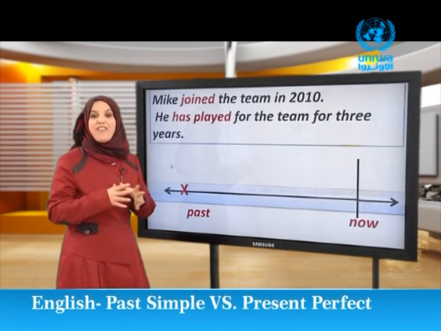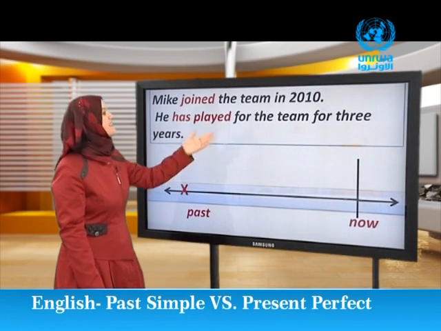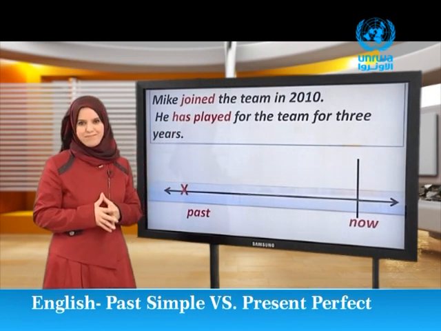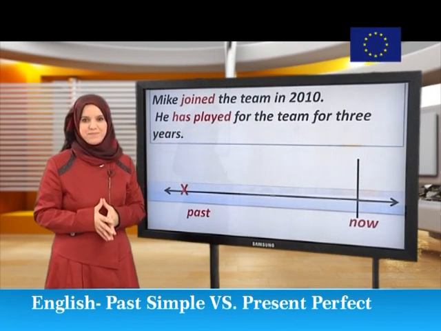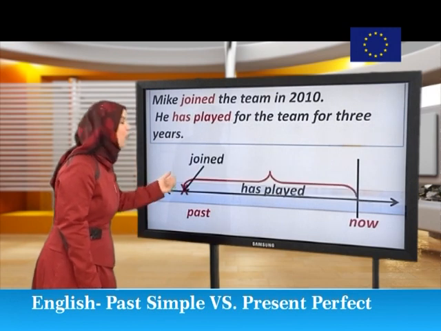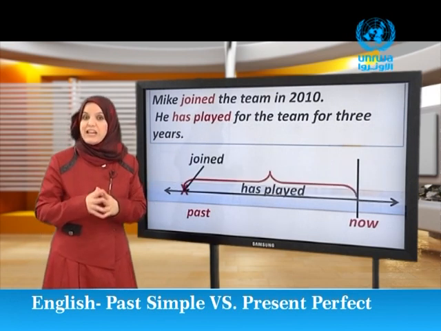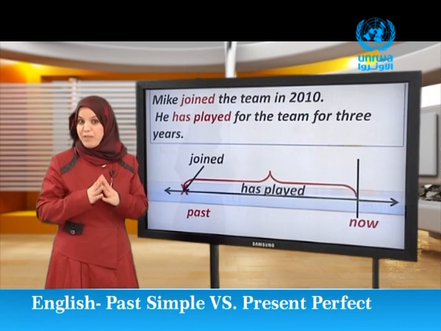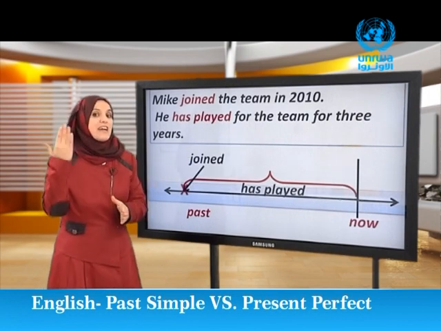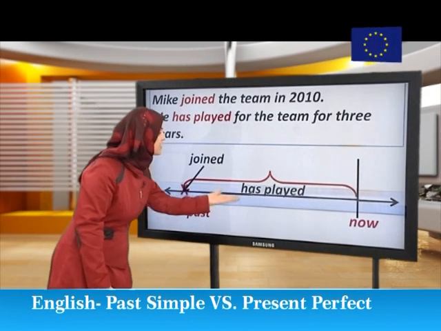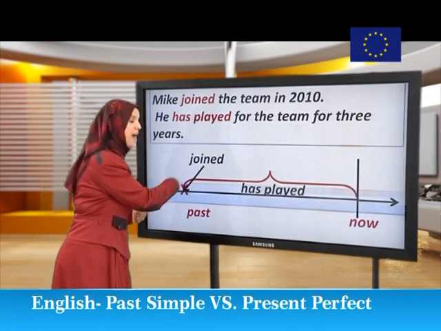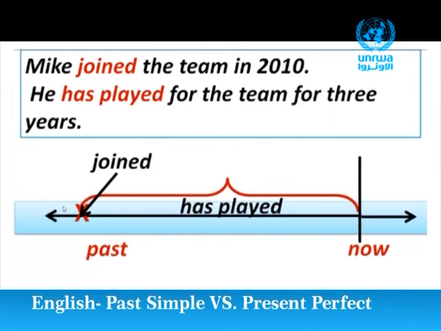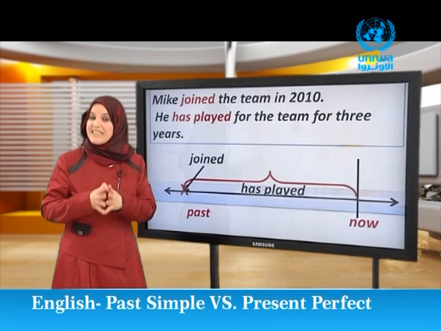Now, let's have another example. Mike joined the team in 2010. He has played for the team for 3 years. Now, the verb joined is in the past simple tense. It describes an action that began and ended in the past. So joining the club is an action in the past. But has played, this verb is in the present perfect. It is connected with both the past and the present. It began in the past and continues up to the present. So now he is playing for the team.